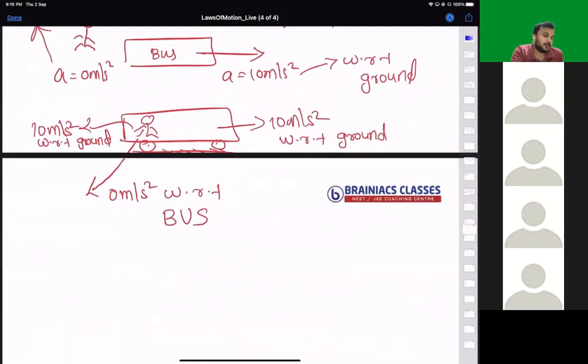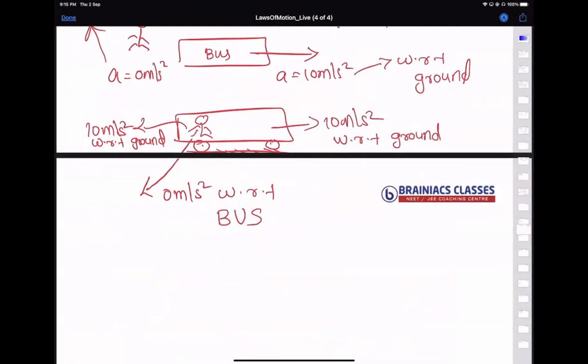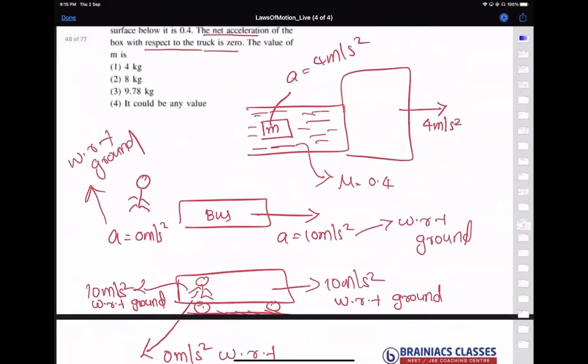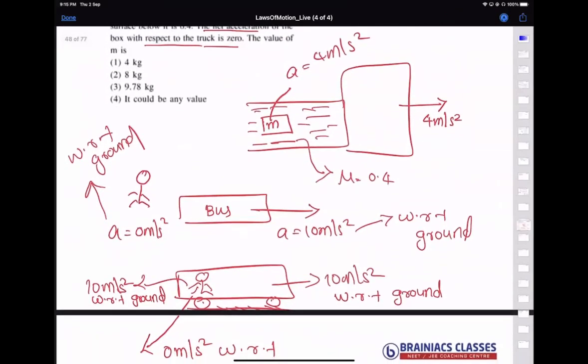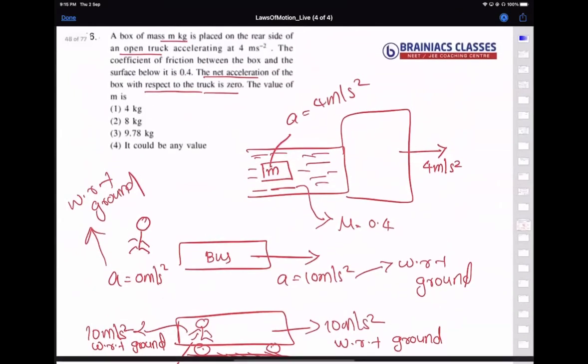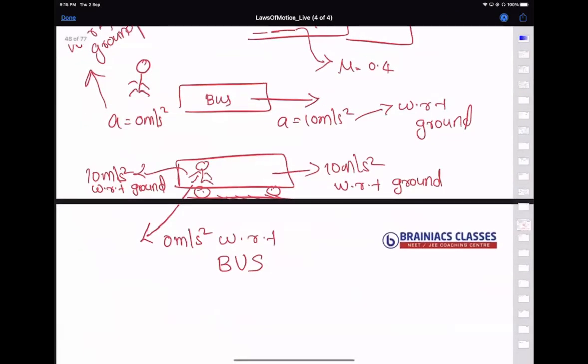Fine. Now I will go back to my writing pad. So this is a case. Now I know the block is also moving with 4 meter per second square. In the two cases, what is given? The net acceleration of the box with respect to the truck is 0, meaning the truck is moving with 4 meter per second square and the block is moving with 4 meter per second square. The block is moving in the forward direction.